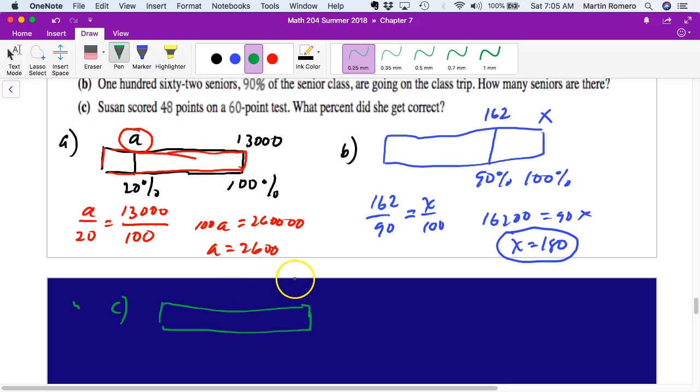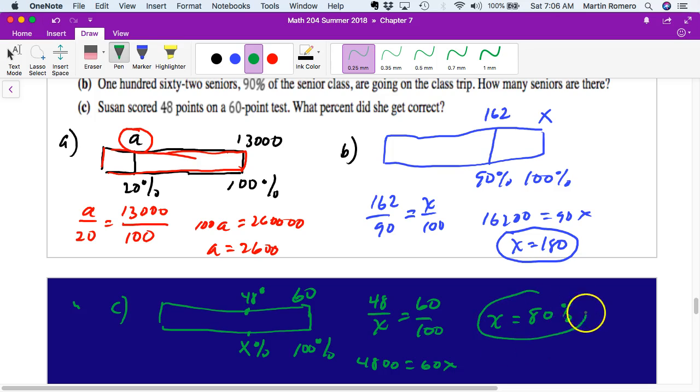What we're looking at here is that 60 points is 100%. She scored 48 points, and we're looking for what percent. So this problem becomes 48 over x equals 60 over 100. You're going to cross multiply, so you get 60x equals 4800. Divide both sides by 60, cancel the 0, 480 divided by 6, and she ends up with 80%. There you go.